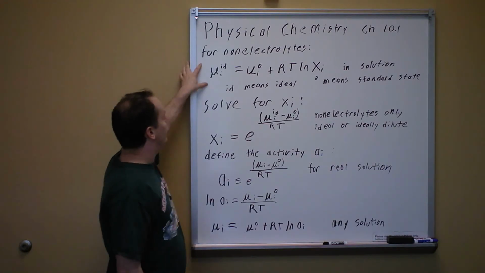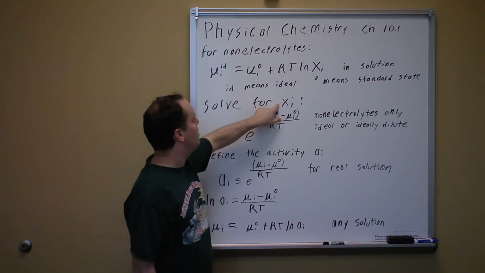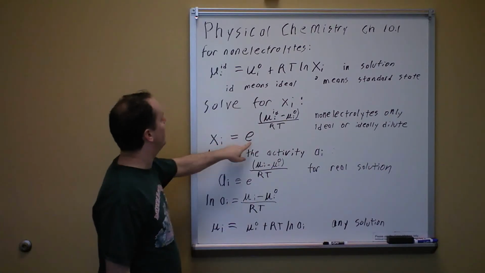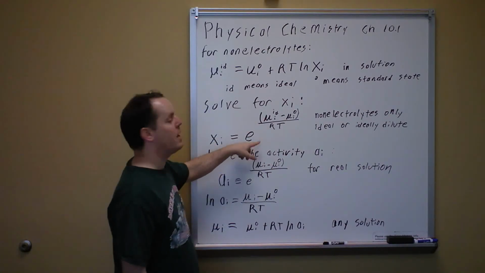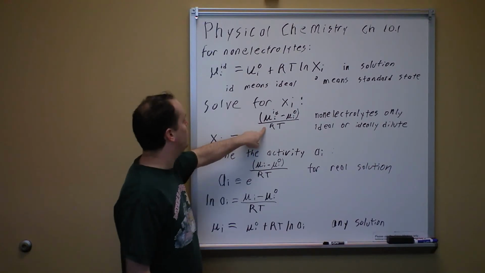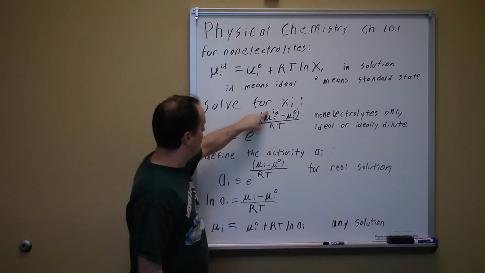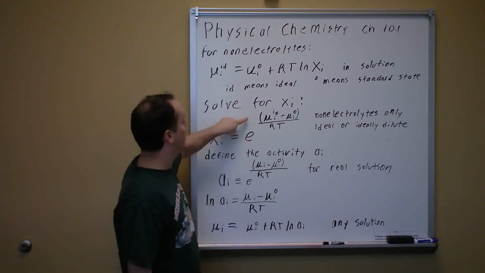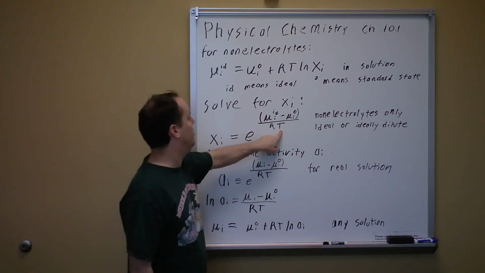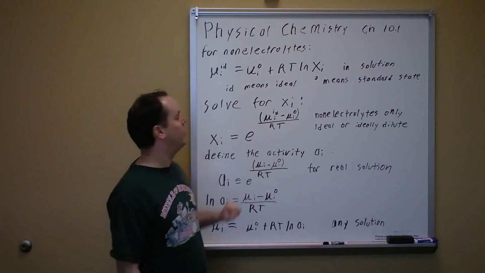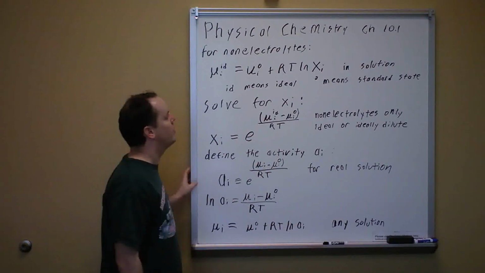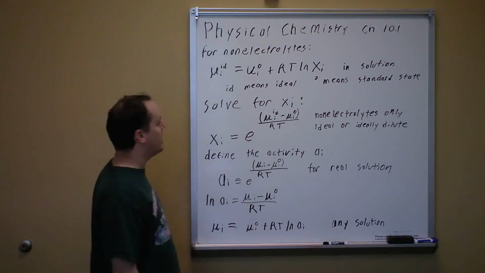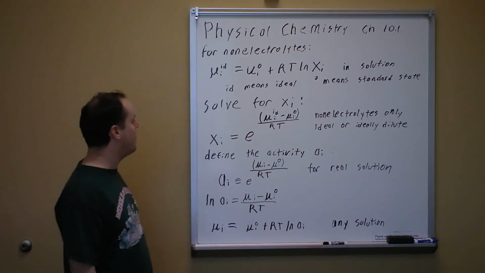Now we're going to just take the same equation and solve for the mole fraction of substance I. So we get mole fraction of substance I is equal to E, the natural number, to the chemical potential of the substance I ideal minus chemical potential of the substance I in the standard state, divided by R times the temperature. And this, of course, has to be absolute temperature, kelvins. And this is only for non-electrolytes, and we're talking about ideal or ideally dilute solutions for now.